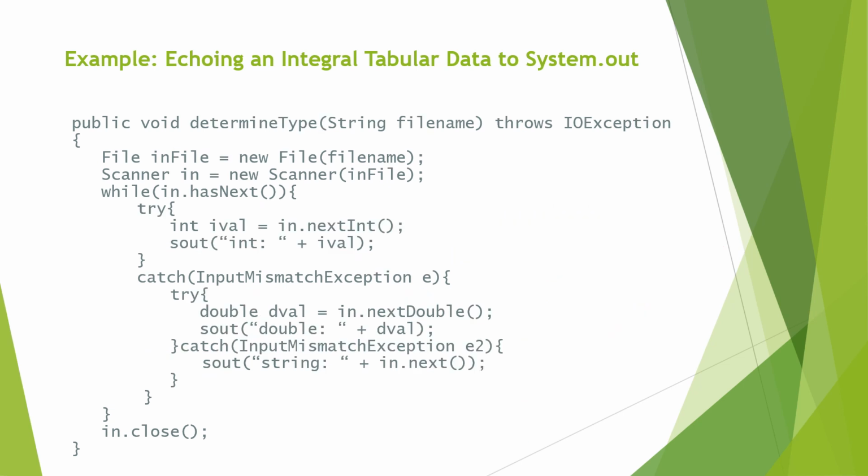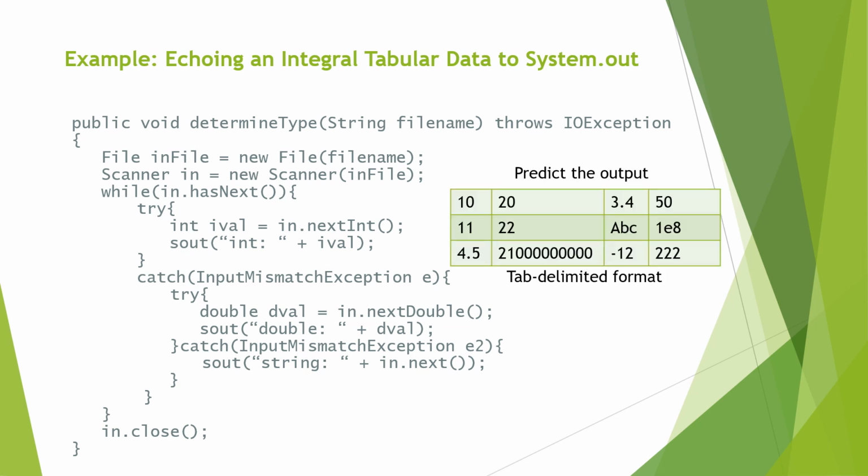Now I'm going to show you a very similar example. This time I'm going to determine the type of every cell in this table. So now I'm not interested in reading the integers and skipping non-integers. Now I want to figure out the type of the data in every cell.